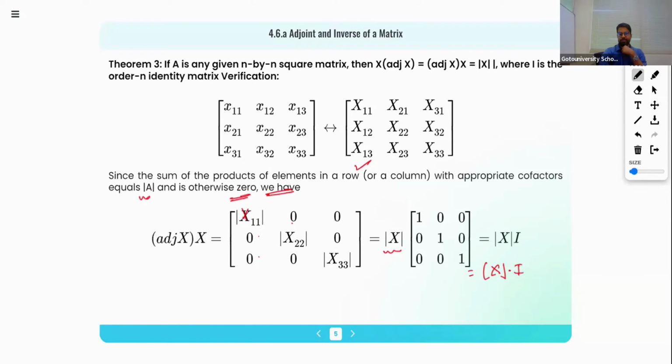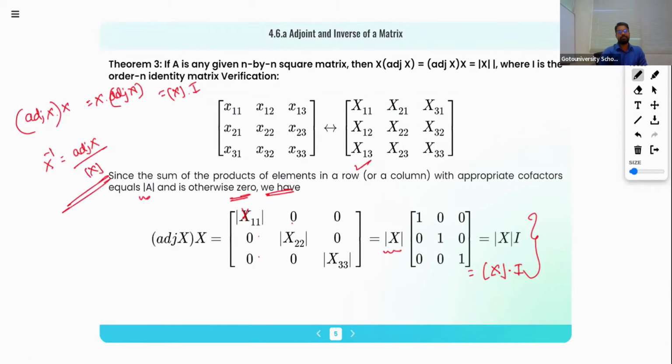There's a proof of this statement. If you want to understand this proof in detail, you can check this, or else let's just remember this: the product of the adjoint of a matrix and the matrix, in any order you multiply, will give you the determinant of the matrix into I. Because of this, we can say the inverse of a matrix is the adjoint of that matrix divided by the determinant of that matrix. So this is the formula to find the inverse of a matrix.